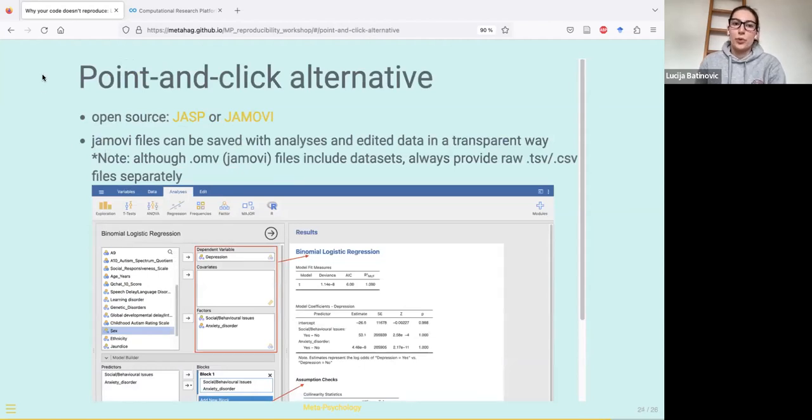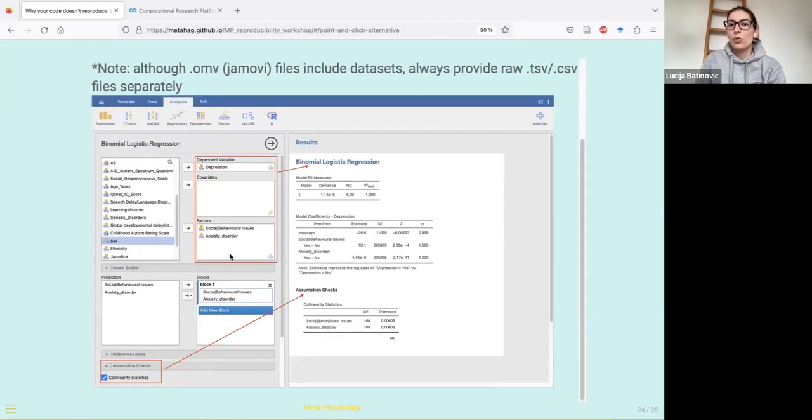And of course, there are point and click alternatives to this. So if you're not comfortable with coding, you can still have your results be easily reproduced if you use, for instance, JASP or Jamovi. Because these files can be saved with the analyses, and you can follow which analyses were done and what was used to actually accomplish this. You can also see the data sets and how they were transformed, and you can save all of this in a file and follow it back. And it's a really nice way of having transparent analyses if you're not comfortable with coding.